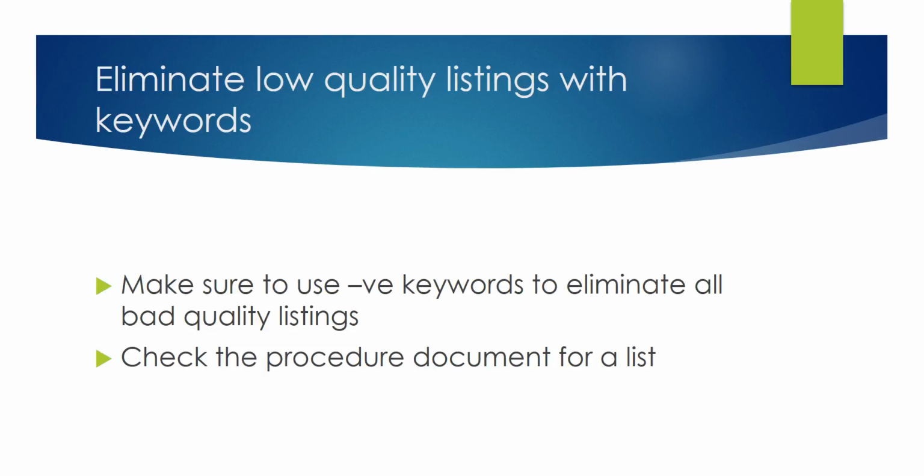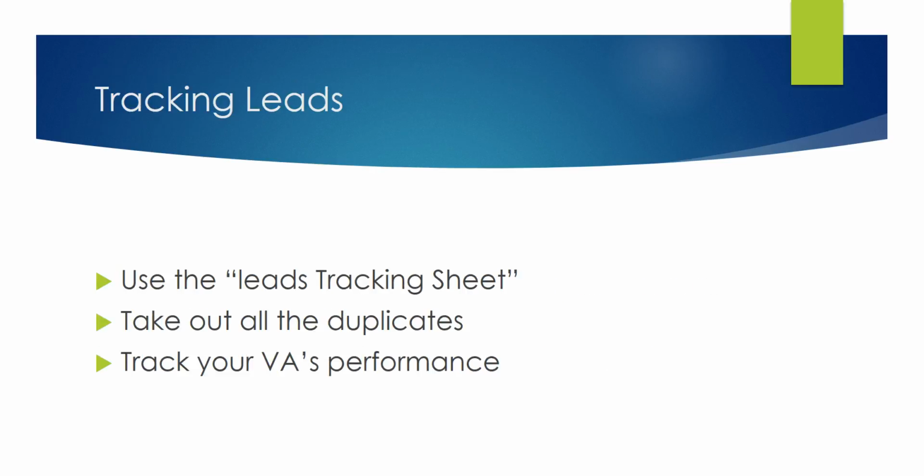And once you have your targeting dialed in and you've eliminated all the low quality listings, you want to start with scraping the leads. What's most important to do here is make sure you're using the lead tracking sheet I give you, because I have a formula in there to eliminate all the duplicates. So if by mistake you added the same listing over and over, I have a formula in there to notify you that, hey, you have a duplicate, so you can take it out and don't waste your time contacting the same seller over and over.